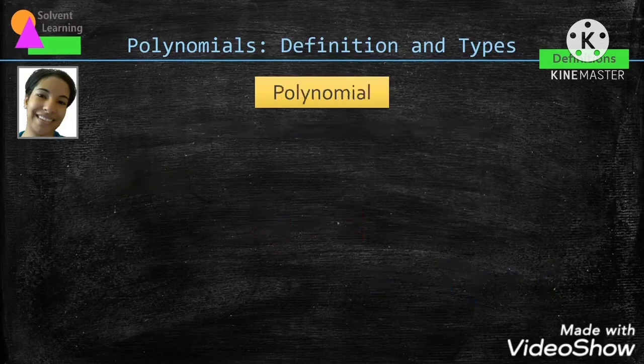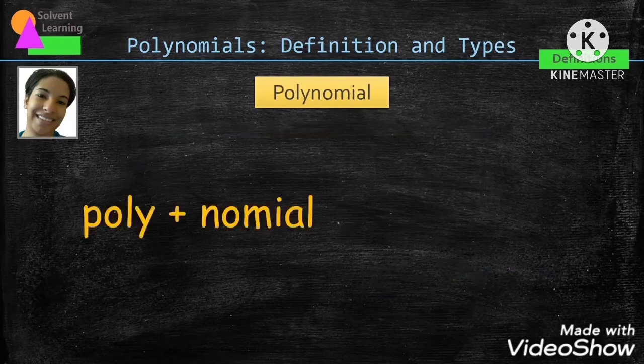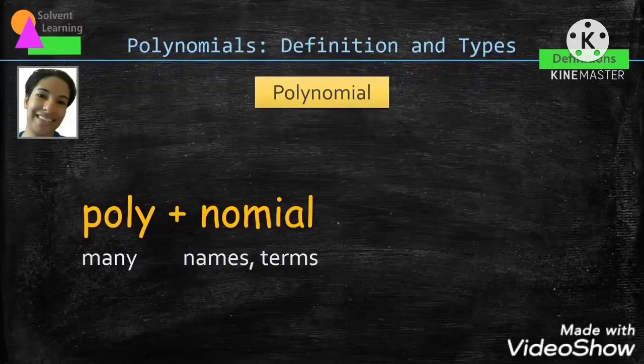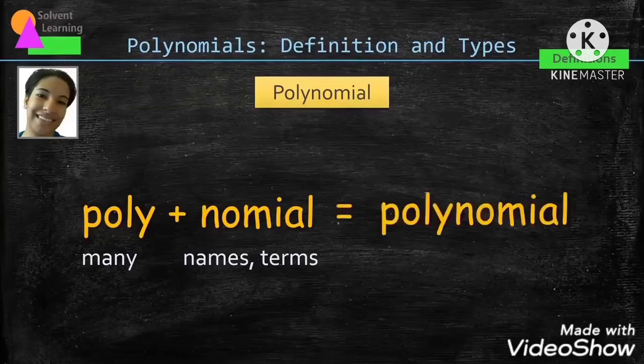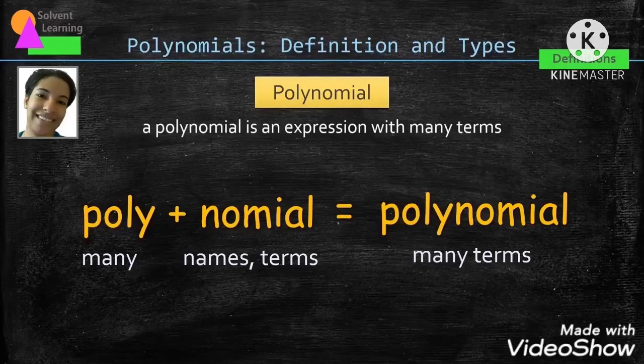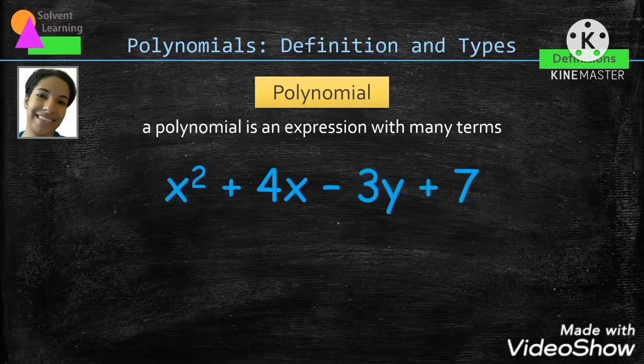To understand the definition of polynomial, it's helpful to break it down into its root word and prefix. The prefix poly means many, and the root word nomial can mean names or terms. In this case, it means terms. So putting it together, polynomial is many terms. So a polynomial is an expression with many terms. And here's an example.